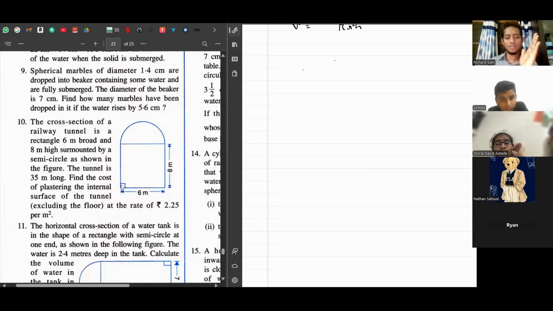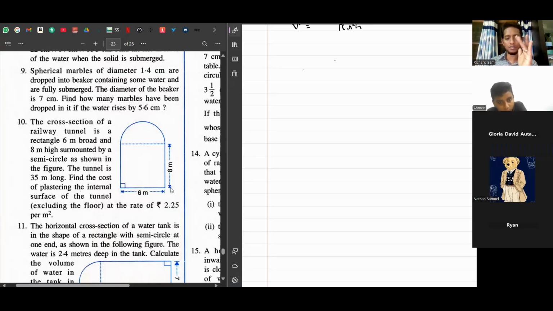Internal surface of the tunnel means this part, not the base, because you don't plaster the bottom. You only plaster the walls, right? So you have to find the surface area of the inner part. How do you find the surface area? You just find this length and then multiply it with the 35.